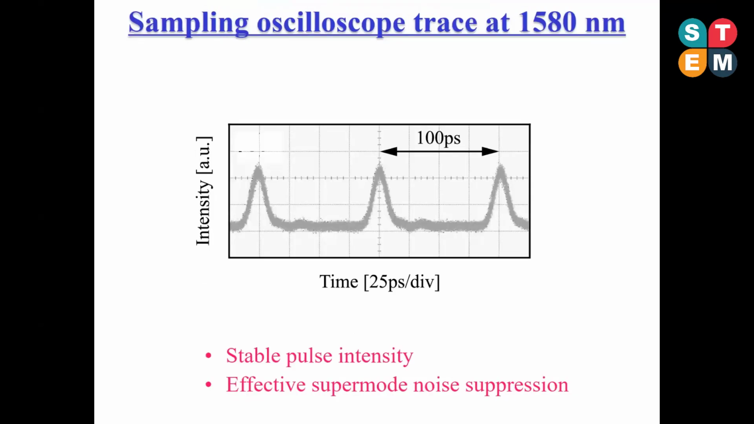This figure shows the corresponding sampling oscilloscope trace. The pulse interval is 100 picosec, which corresponds to a repetition rate of 10 GHz. Due to the high nonlinearity of the bismuth-based fiber, the supermode noise is suppressed efficiently and the pulse intensity is very stable.